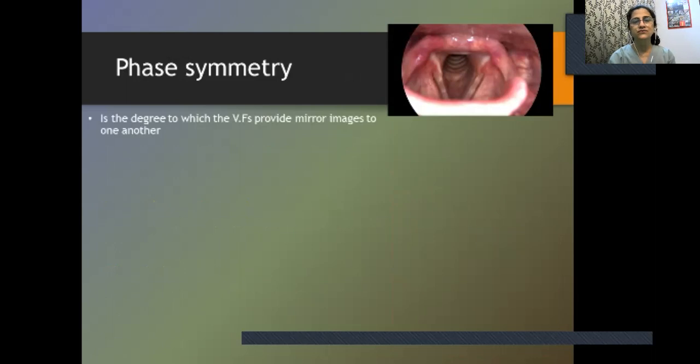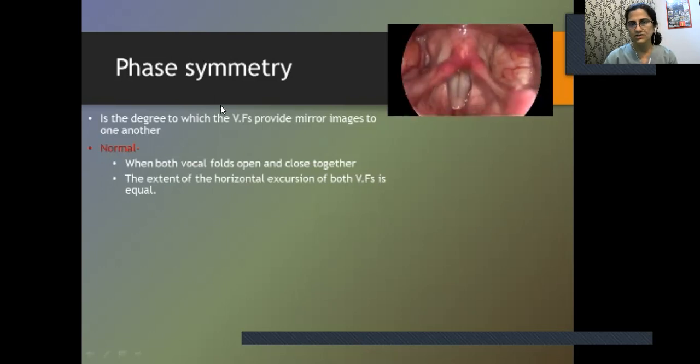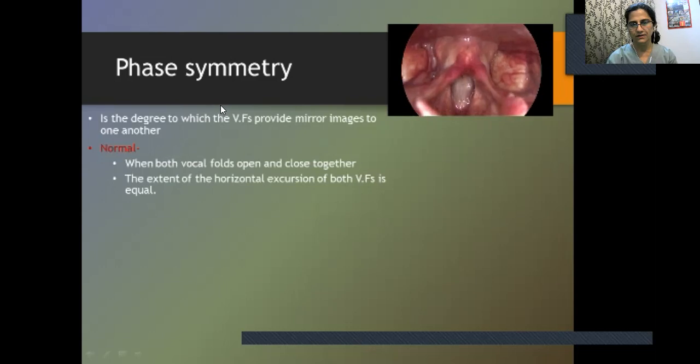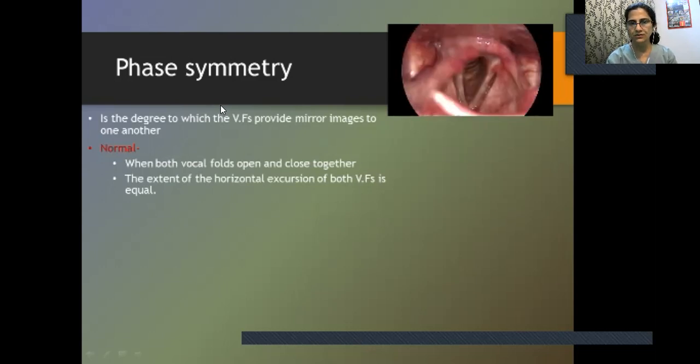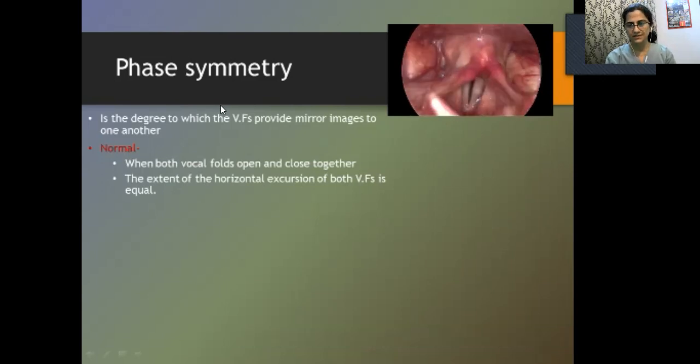Phase symmetry is the degree to which the vocal folds provide mirror images of one another. That is, when they're vibrating, they vibrate with the same amplitude and the same periodicity. In the normal case, both vocal folds open and close together, and the extent of the horizontal excursion of both vocal folds is equal. You can see the amplitude is the same and they come together at the same time and go apart at the same time.